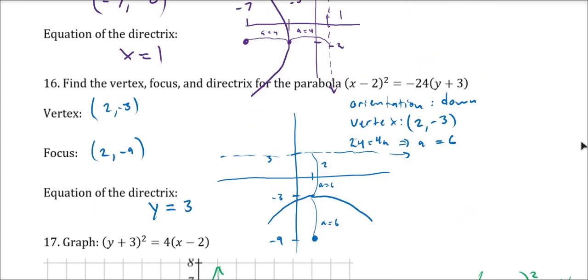Moving on. Question 16 asks something very similar. We note this is orientation up or down because x is squared and y is not. We notice that the leading term here is negative, and so this is orientation down. The vertex is at 2, -3, and if we divide this by 4, we get that the a value is 6. So the fact that it opens down means if I put my vertex here, I'm going to go 6 units down to plot my focus, and the parabola is going to wrap around that. Then if I go 6 units up, I'll get to a horizontal line, which represents my directrix. That'll correspond to these values here.